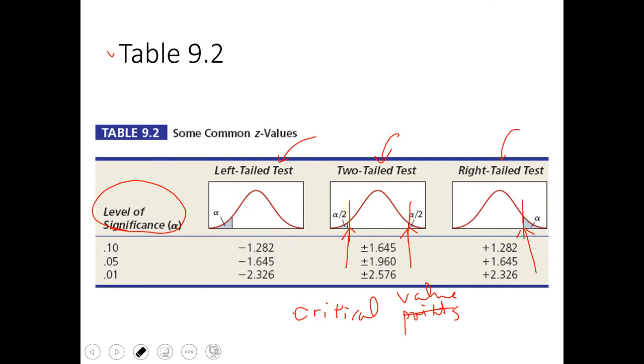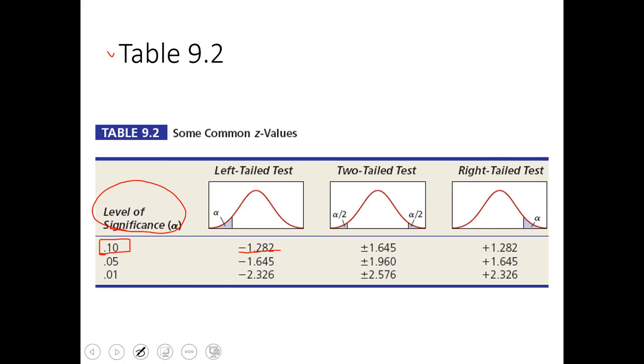This critical value is minus 1.282 if our level of significance is 10%. The level of significance is alpha. So alpha is 0.10, and if we are doing the left-tailed test, then this critical value is minus 1.282.